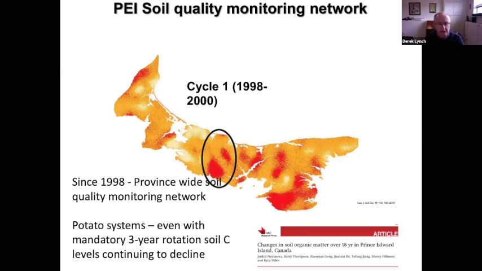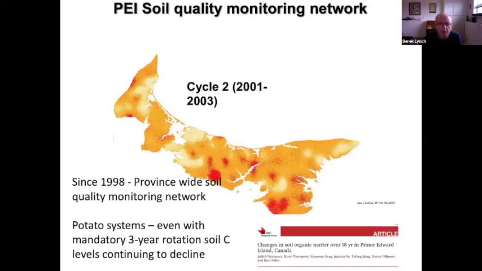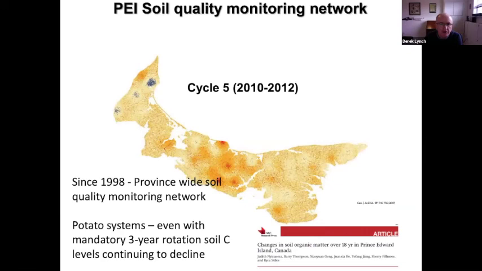Using that database, they've been able to really look at the influence of cropping systems on soil quality. One of the outputs of that data is that they've noted that even with a mandatory three-year potato system, they're still seeing a decline in soil carbon and soil organic matter, if you prefer. One of the reasons is that the residues of the rotation crops, whether that's the hay or straw, are not being retained, and that is leading to that continuing decline in soil organic matter. And that's just the cycles of trends in soil organic matter.